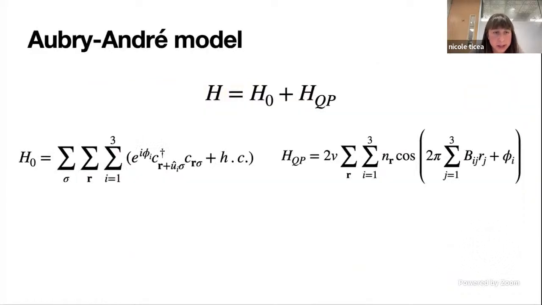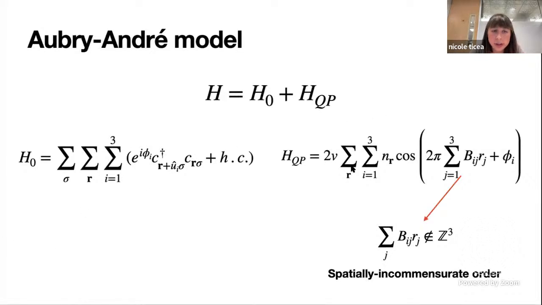Okay, so let's be a bit more specific about the system that we're going to study today. A paradigmatic model for studying quasiperiodicity is called the Aubry-André model, and here we're going to look at it in 3 dimensions. We have a single particle part H naught and a spatially modulated part HQP.